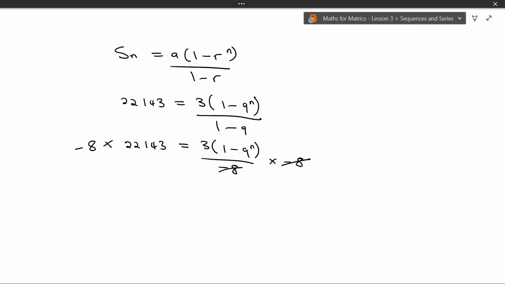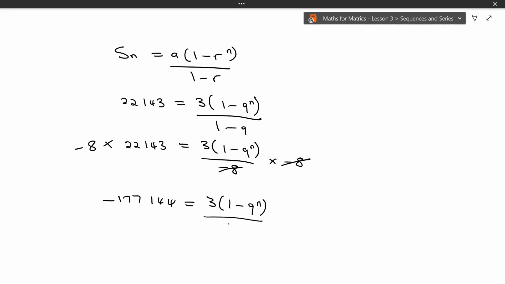Minus 8 times 22,143 is equal to minus 177,144. So we now have minus 177,144 is equal to 3 times (1 minus 9 to the power of n) in brackets.